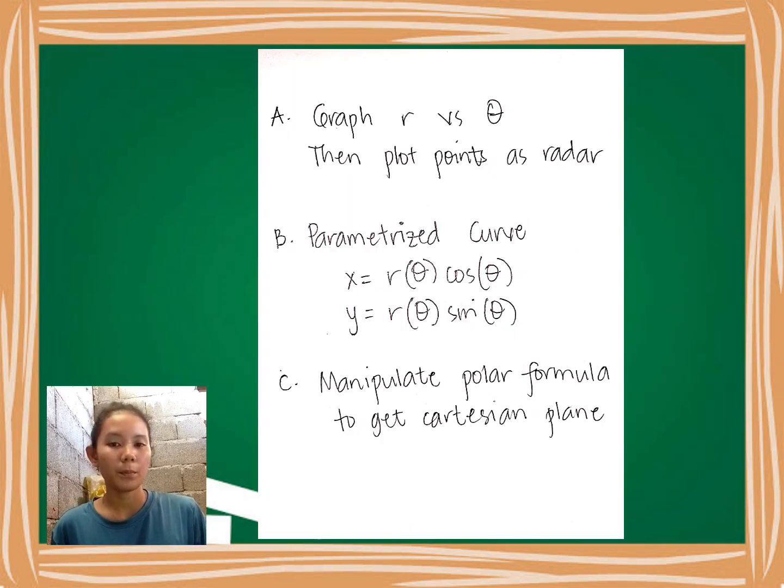So, to draw the graph of a polar function, there are three methods. First is graph r versus θ, then plot points as a radar. Second, parameterize the curve: x = r(θ) cos θ, y = r(θ) sin θ. Third is manipulate the polar formula to get a Cartesian equation.